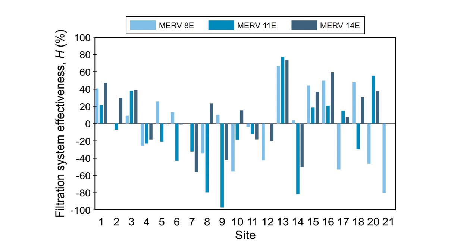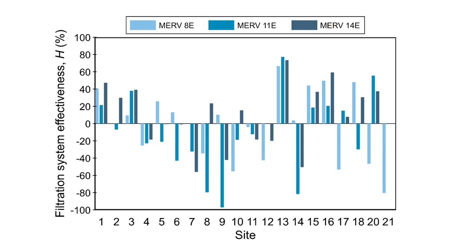So this shows each of the sites with the filters installed. The different filters are indicated by different color bars. And one of the first striking things about this picture is that about half of our data points are showing a negative effectiveness. That doesn't mean that the filter is generating particles, but what it does mean is that the concentration is higher with the other filters than it was with the MERV 8 filter, which is nominally less efficient. And so that's one interesting thing.